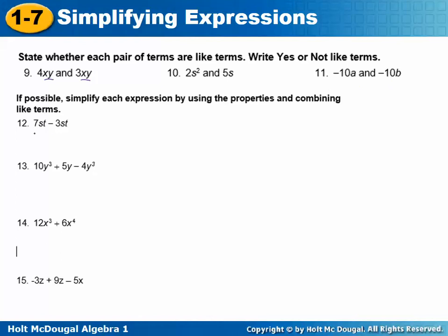Okay, so in 12, we have 7st minus 3st. They both have the variable st. So these are like terms, so then we just look at the 7 minus 3, and that's 4, and then we just write the st after it.